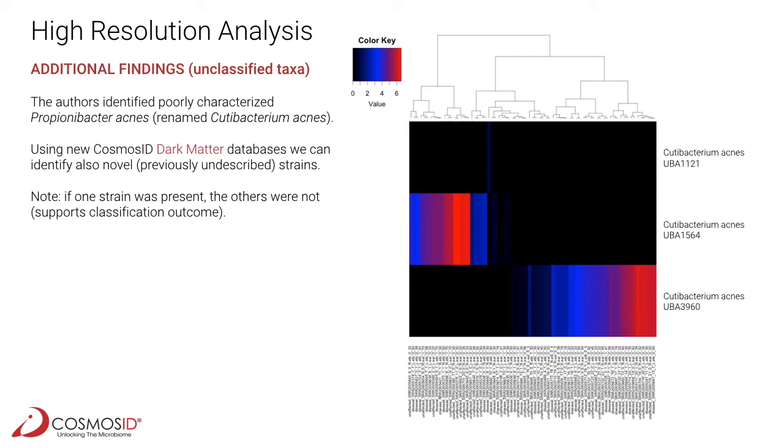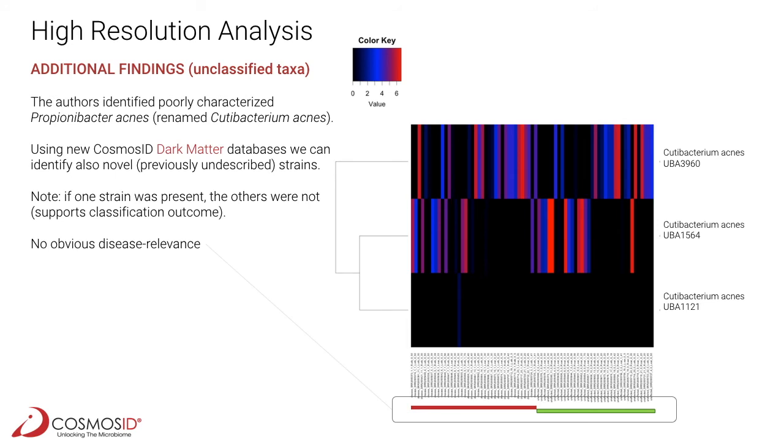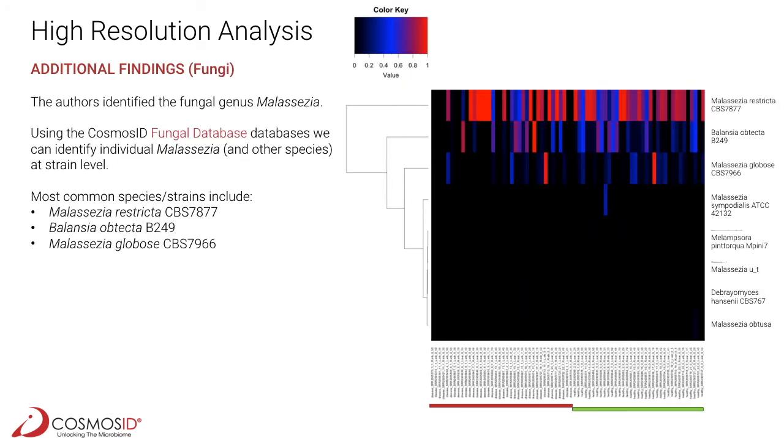So we've developed a dark matter database as a secondary lookup against organisms that we can't classify by conventional means, and the results are shown here on the right-hand side. What you see is we're able to further classify 3 of the Cutibacterium acnes strains down to species level. What is supporting this classification outcome is that if one strain was present in any given sample, the others were not. So we didn't have any redundant calls. However, as you can see, if you group them by cohort, none of the 3 Cutibacterium acnes strains was disease relevant in this data set.